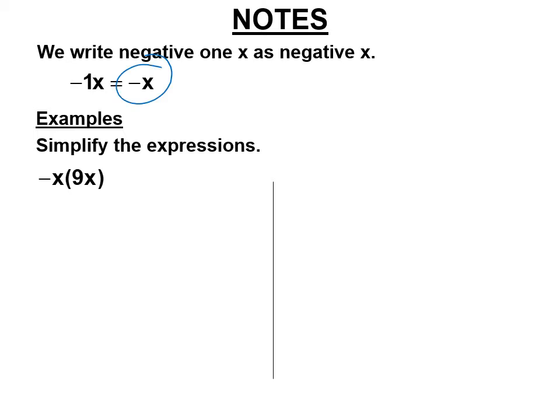So whenever you see negative x or opposite of x, that's got a negative 1 coefficient, right? So the coefficient there is negative 1. So negative 1 times 9, negative 9. X times x, x squared. Negative x times 9x, negative 9x squared. Okay. So negative 7 times negative 1, positive 7. X times x, x squared. Y times y to the 5th, y to the 6th.